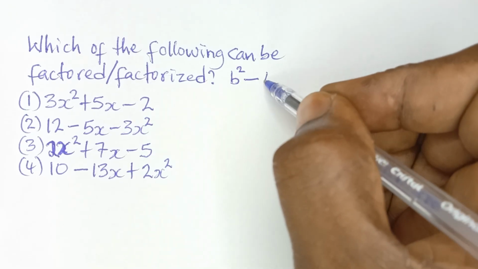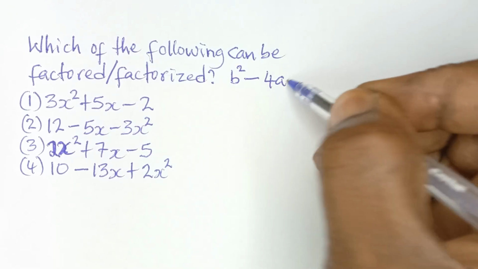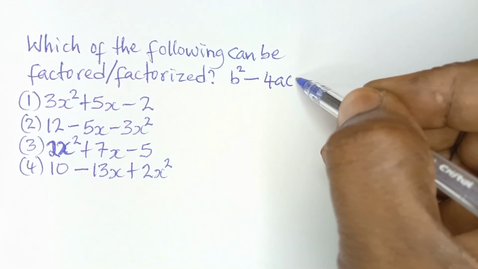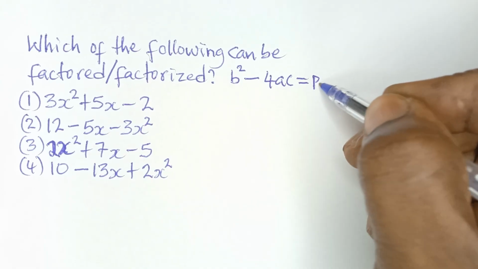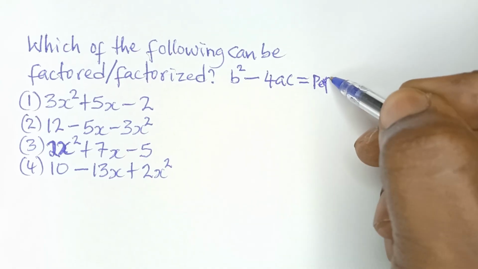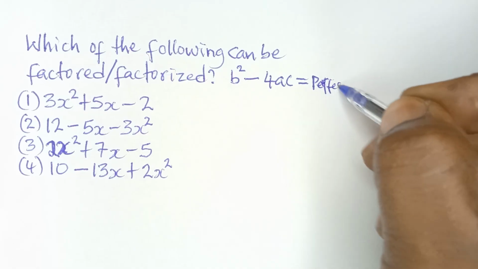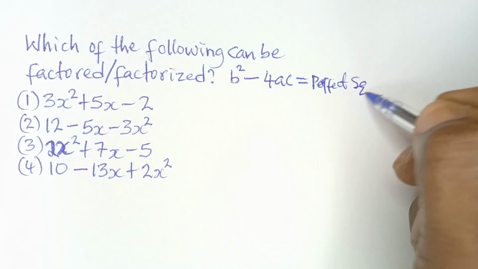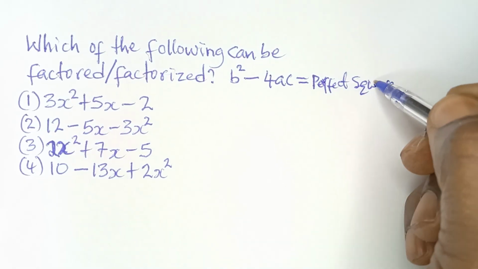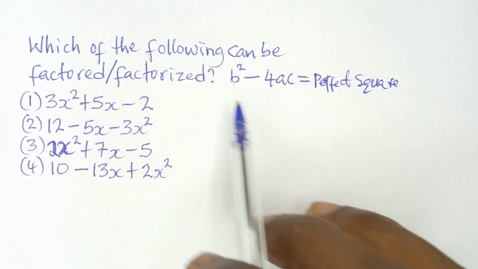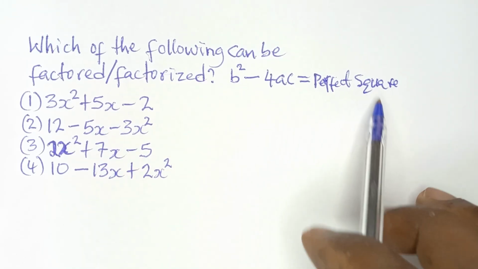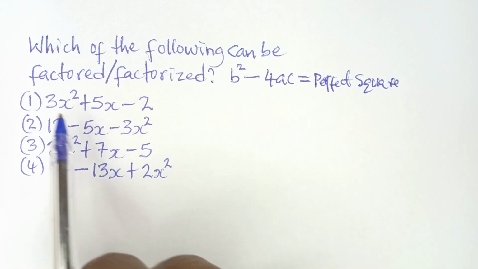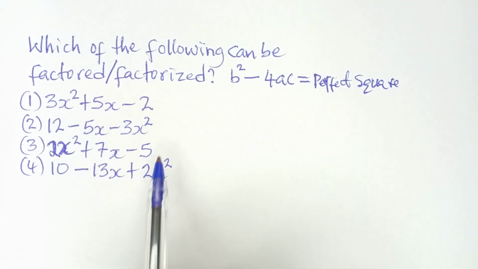minus 4ac and see if it is a perfect square. So anytime you are able to establish this and know if it is a perfect square, then you know that quadratic equation or expression can be factored.